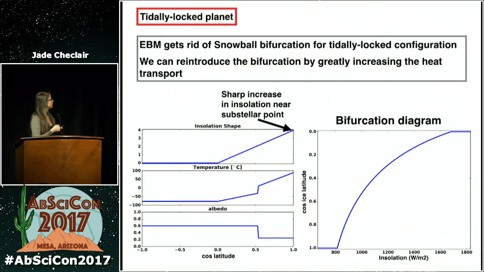Now, setting up the EBM in a tightly locked configuration, what's important is that the insolation increases really sharply from the terminator, which is here, to the substellar point, which is here, compared to the Earth, which was much more flat. Solving the EBM again for the ice latitude, the bifurcation diagram shows no bifurcation. So it looks like the EBM is able to explain what's happening in our GCM. I'll just note that we are able to retrieve the bifurcation in this tightly locked configuration in our EBM if we greatly increase the heat transport. Let's keep this in mind for the next slide.